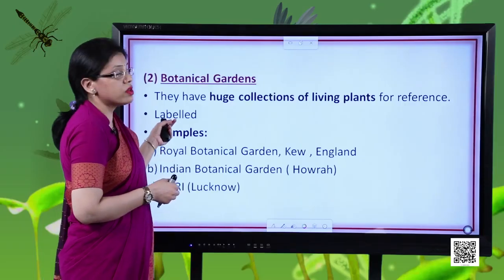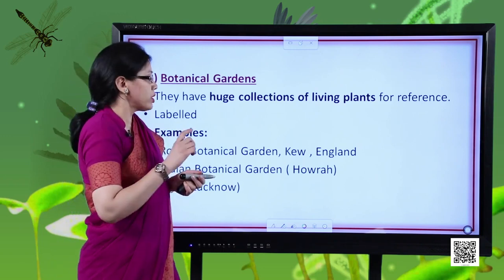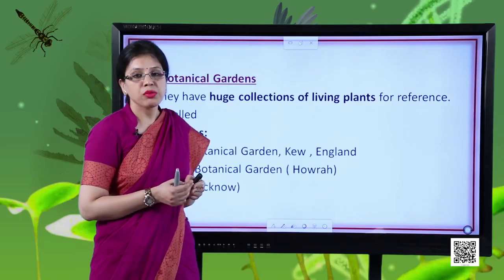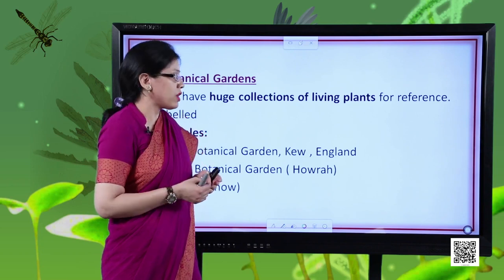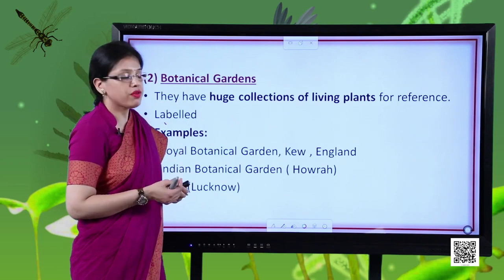Whenever you visit a botanical garden, you will notice that on the plants you will find a label. On that label, they might have mentioned information about the plant, maybe the common name of the plant, the scientific name of the plant, and the family of the plant. So this label also helps us in identifying plants of different types.